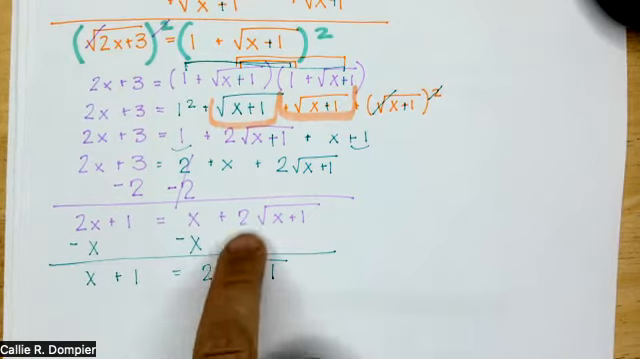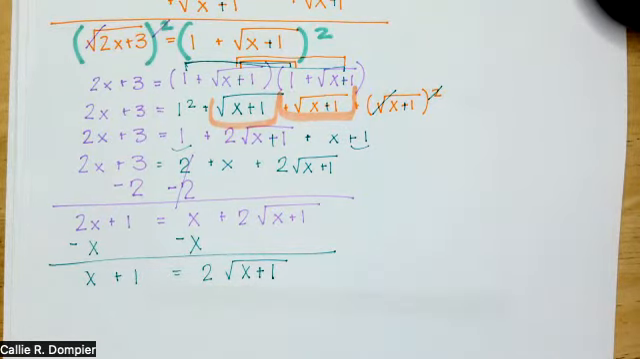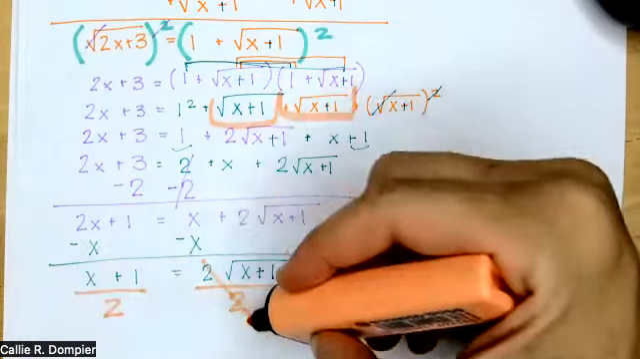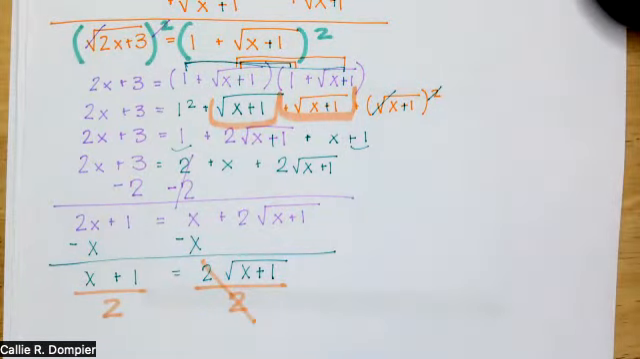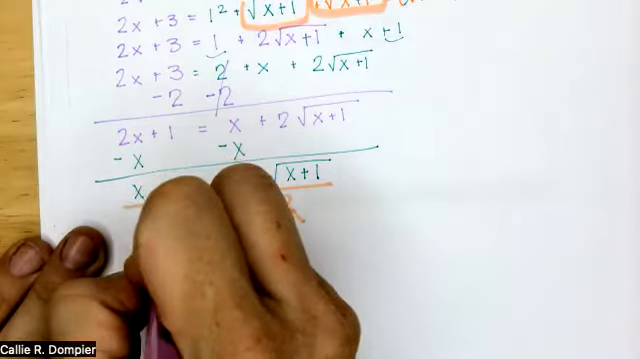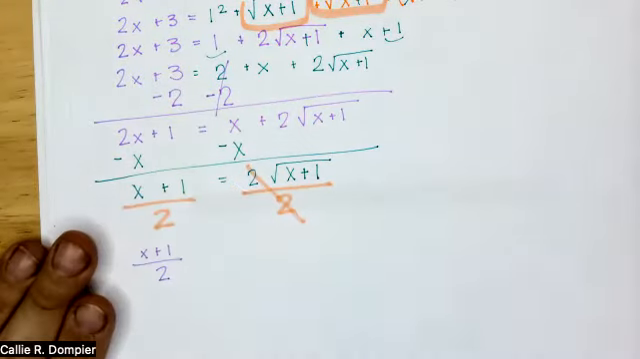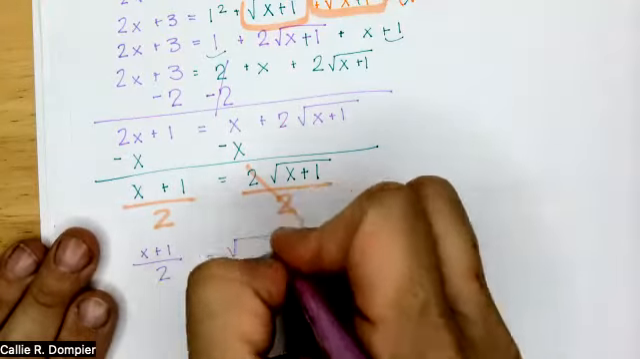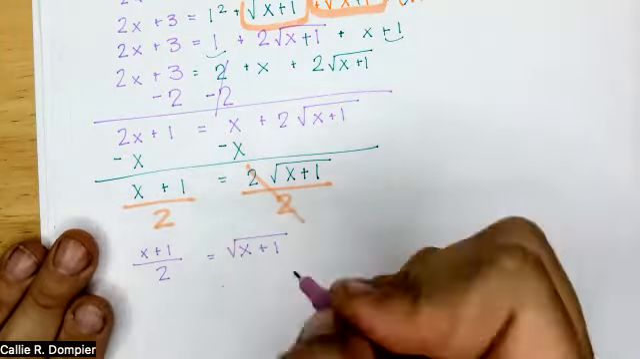All right. This is not isolated yet. What do we need to do? Get rid of the 2. So we're going to divide by 2 to cancel that. And I'm just going to leave this as x plus 1 over 2 equals the square root of x plus 1.